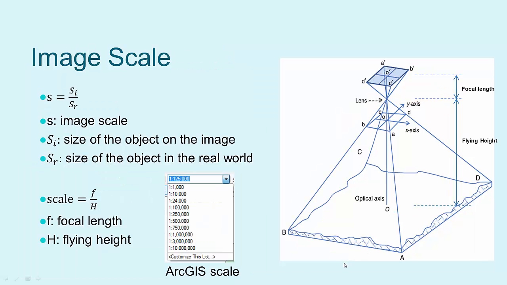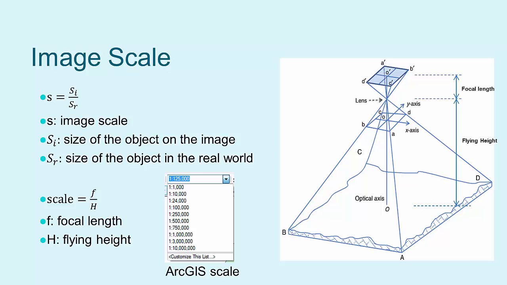Next, let's talk about image scale. It is the ratio between the size of an object measured on the aerial photograph compared to the actual size of the object in the real world. In this equation, Si is the size of the object on the image, and Sr is the size of the same object in the real world. Scale can also be defined as the ratio between the focal length and the flying height of the aircraft.